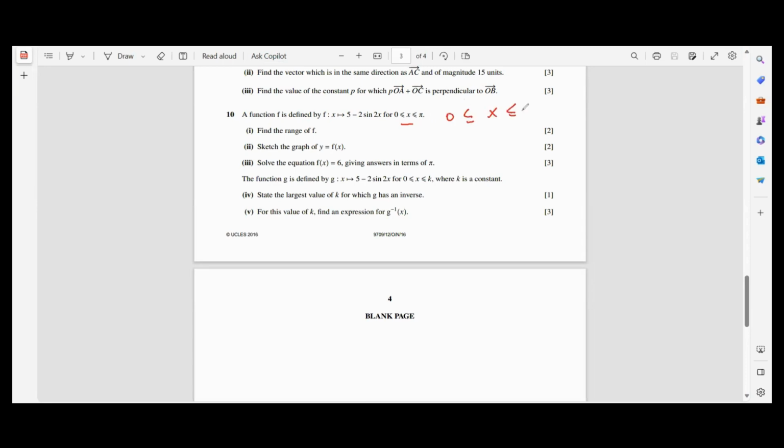0 to 180 degrees. So it means we have the sine there. Oh, we have 2x. Okay, I will change the domain to 2x first. So if everything is times 2, then 0 degrees to 360 degrees for 2x. So f(x) equals 5 minus 2 sine 2x.